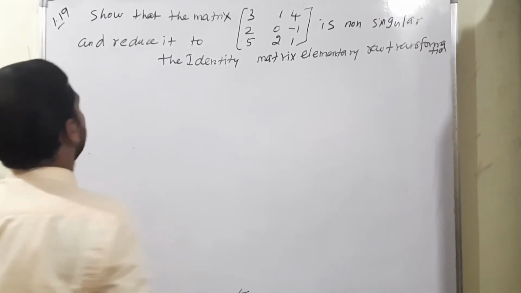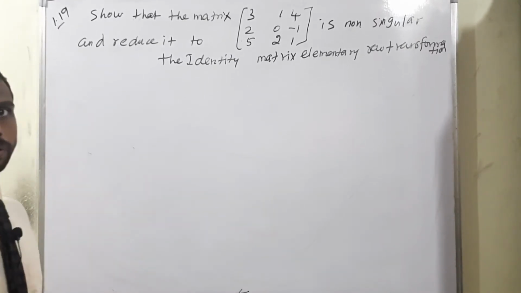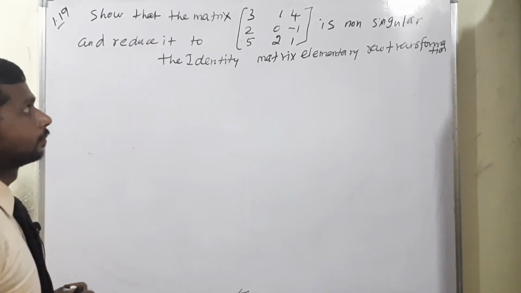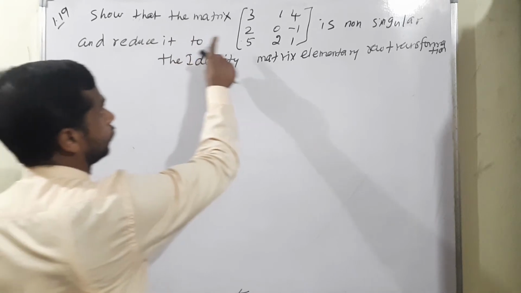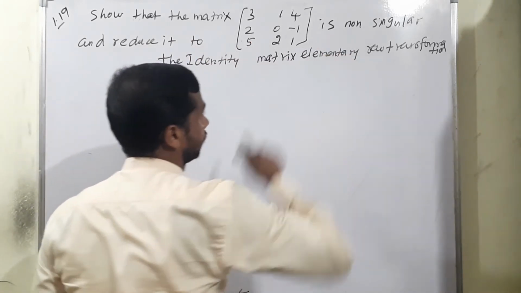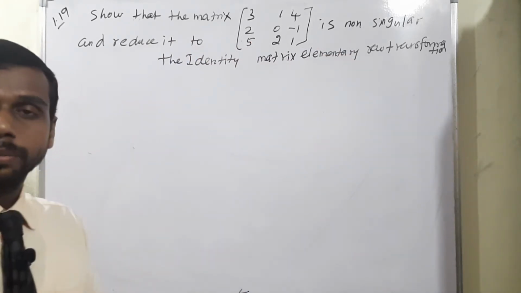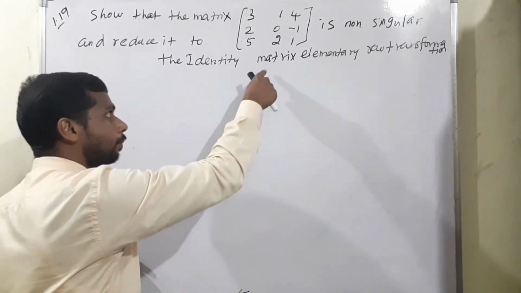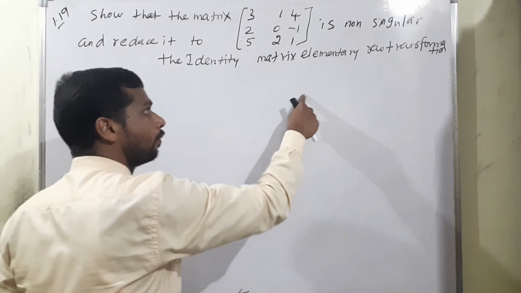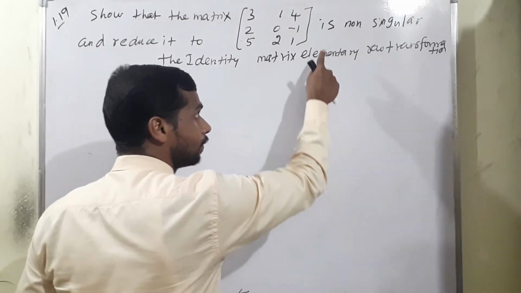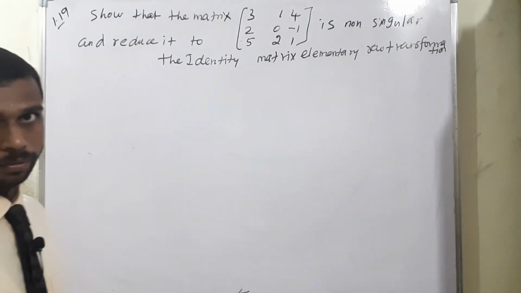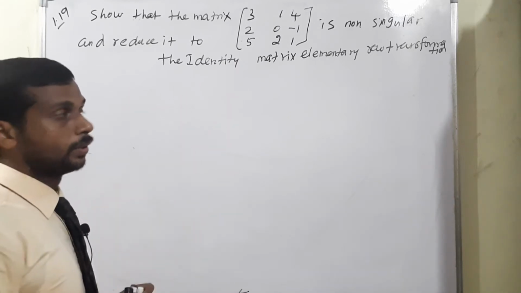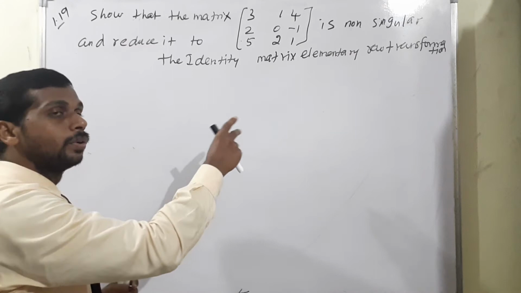Moving to example 1.19, one of the important 5 mark questions. So listen, you have to show that the given matrix is non-singular. So what is the difference between singular and non-singular? After applying the determinant, if the value equals 0, we say it is singular. So in the given condition we have to show it is non-singular. Non-singular means the determinant value is not equal to 0.